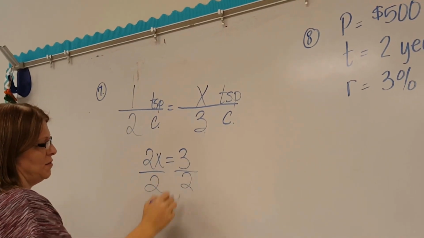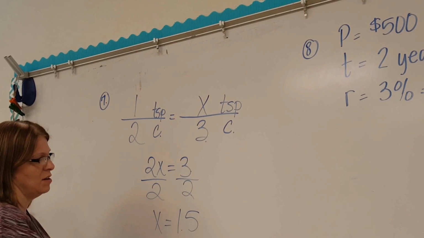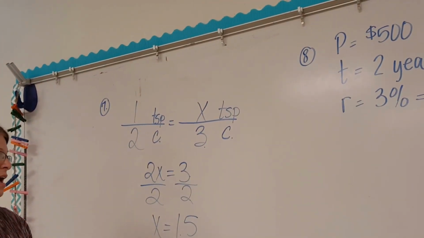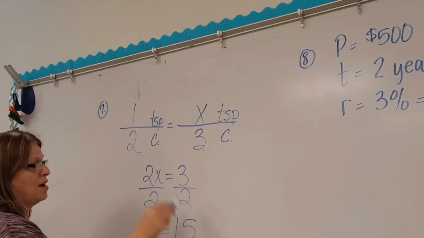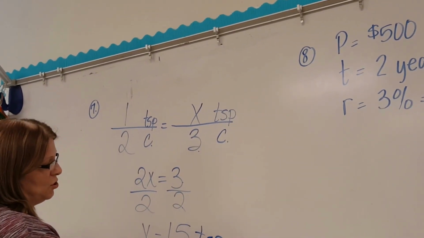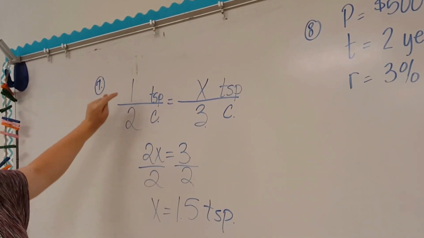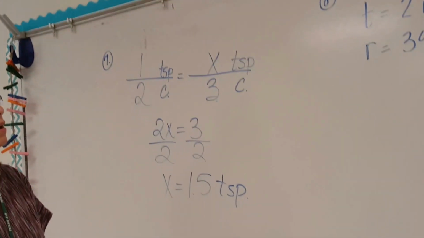Okay. 3 divided by 2 is 1.5, or we could have left it as 3 halves, or we could say 1 1/2. But 1.5 teaspoons of sugar is the amount of sugar that we would need for 3 cups if we wanted to keep our ratio the same.